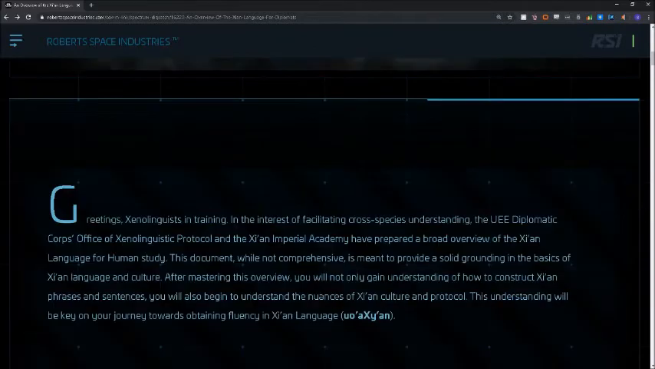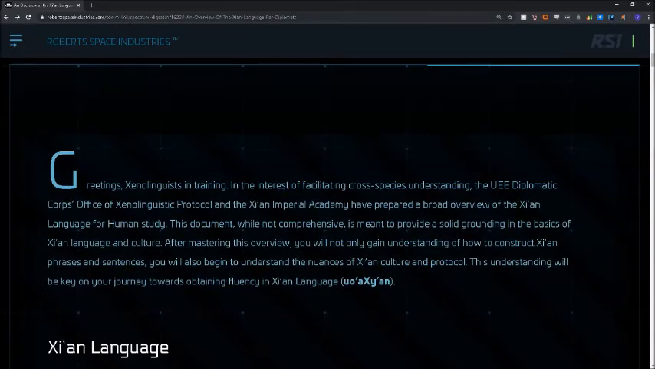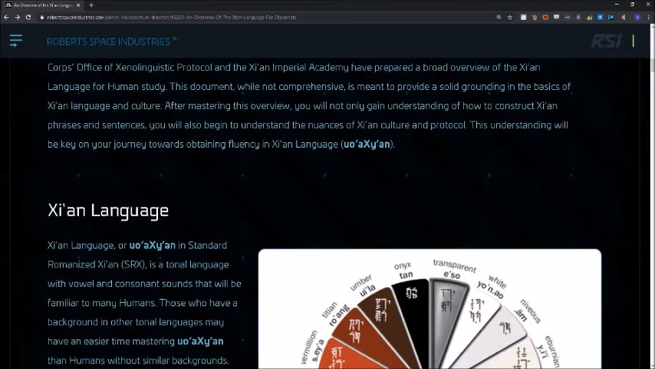Greetings, Xenolinguists in training. In the interest of facilitating cross-species understanding, the UEE Diplomatic Corps Office of Xenolinguistic Protocol and the Xi'an Imperial Academy have prepared a broad overview of the Xi'an language for human study. This document, while not comprehensive, is meant to provide a solid grounding in the basics of Xi'an language and culture. After mastering this overview, you will not only gain understanding of how to construct Xi'an phrases and sentences, you will also begin to understand the nuances of Xi'an culture and protocol. This understanding will be key on your journey towards obtaining fluency in Xi'an language, Yuoak Xi'an.